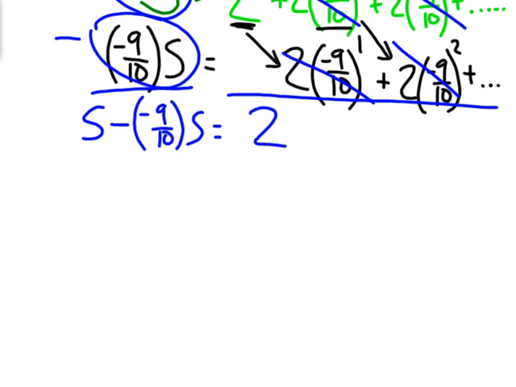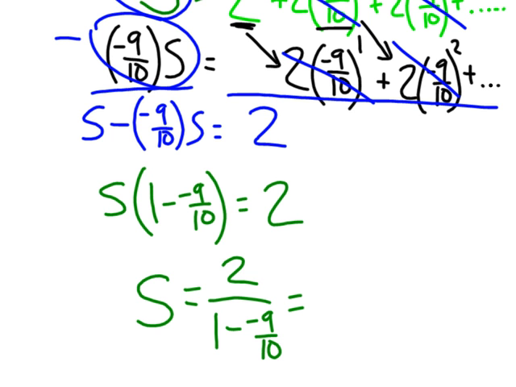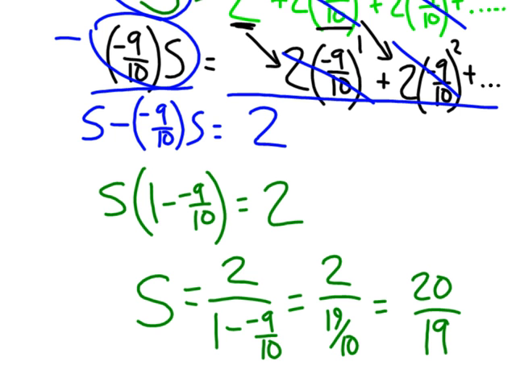All right, I'm going to do something a little strange here. I'm not going to simplify the left side. Instead, I'm going to factor out the s. And I'm going to say on the inside I have 1 minus negative 9/10. And then I'll go ahead and divide over that, what I need to get s by itself. And now I'll simplify. There's a reason for that. We'll find out shortly. That's 2 over 19/10. That's the same as 2 times 10/19. That's 20 over 19.